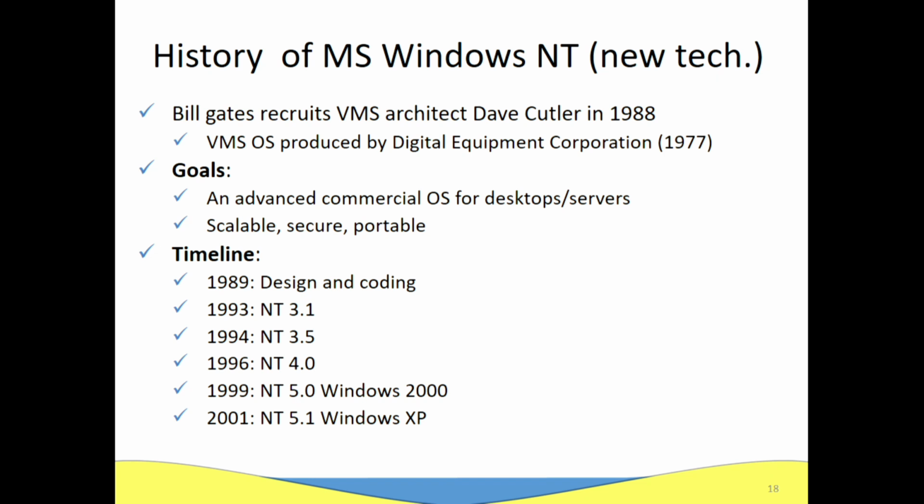Bill Gates, the Microsoft founder, recruited Cutler in 1988 to work on a desktop and a server operating system that should have been scalable, secure, and portable. The first release of this new operating system that Dave Cutler was working on was in 1993, and it was Windows NT 3.1. NT stands for New Technology.